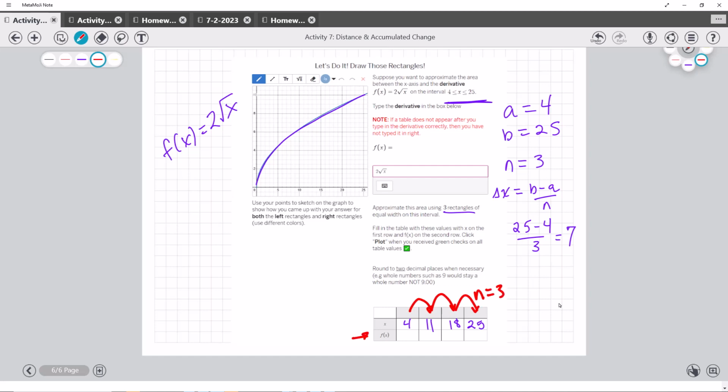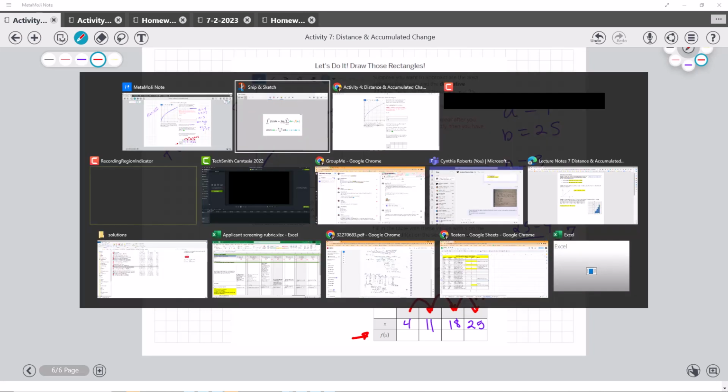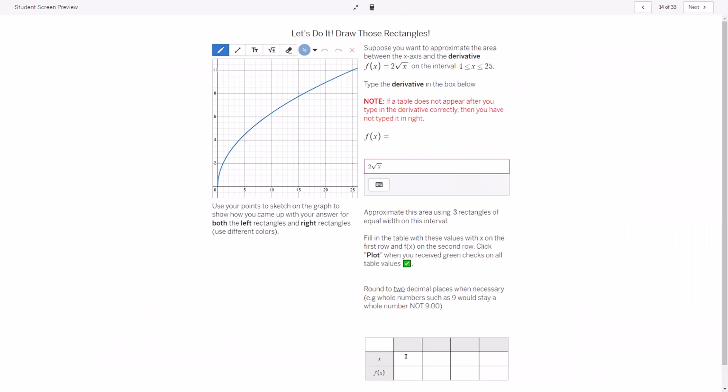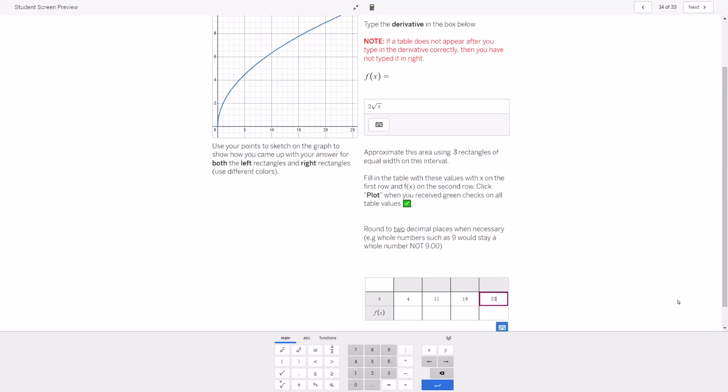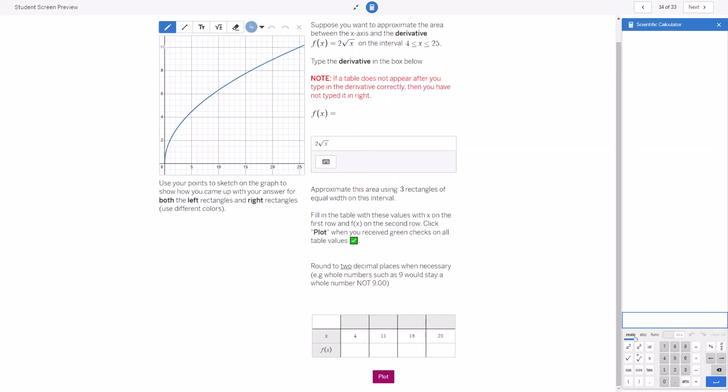Now these values, you're just plugging this into the calculator. So it was 4, 11, 18, and 25. I like this calculator up here. If I get my calculator going, I don't think I need to do 2 times the square root of 4. The square root of 4 is 2. 2 times 2 is 4. Woohoo! Got that one right.